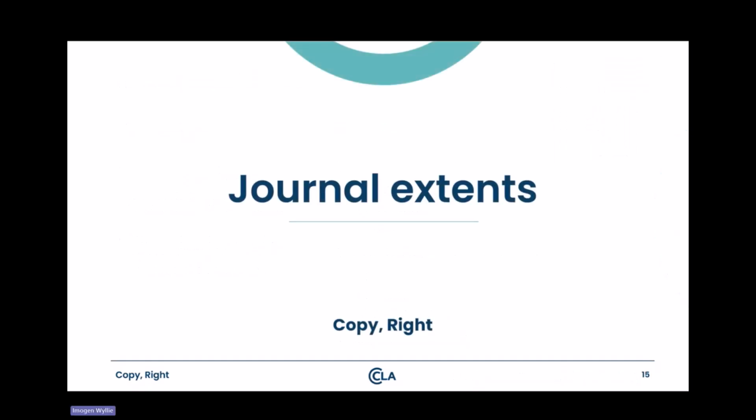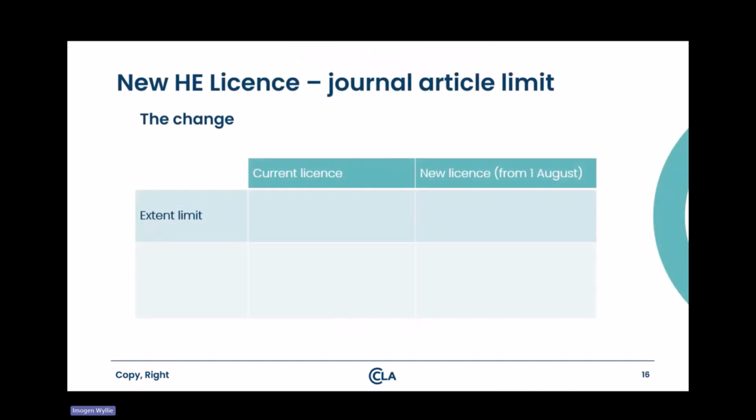Good, so that was EHESS. The other thing that we released at the same time was a tweak to the journal extract. So this was something that changed in the license. Just to go over it again, I should have updated this. It's no longer current. The previous license had 1 article per journal issue per course. The new one has 2.